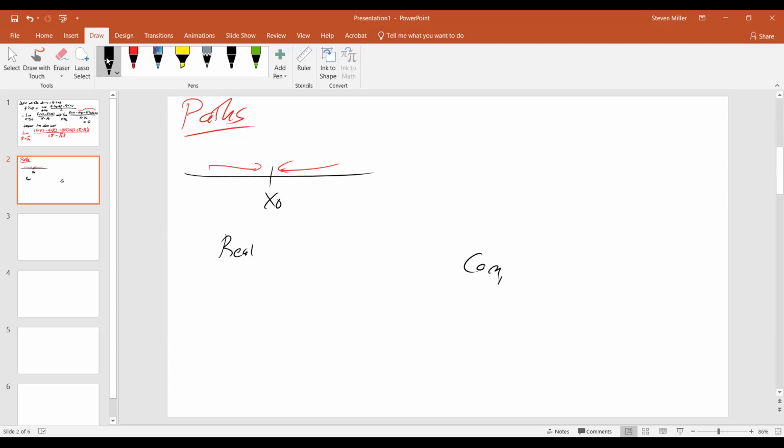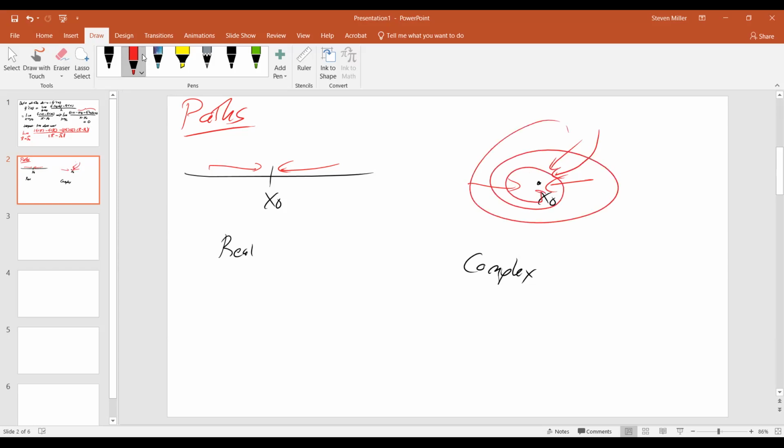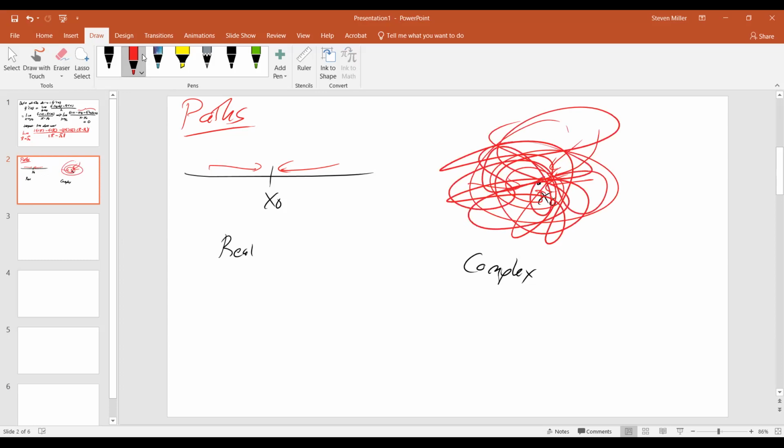Let's look at the complex case. And I give you some point x naught. How can you approach it? I could approach it along straight lines. I could approach it along a parabola. I could approach it along some kind of spiral. Or I could have some kind of strange, God-forsaken mess like that. All of those limits have to be the same.